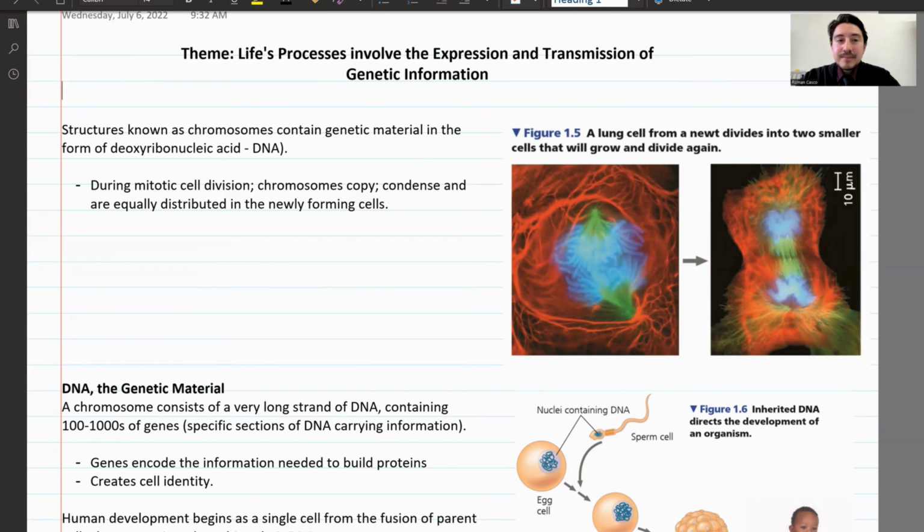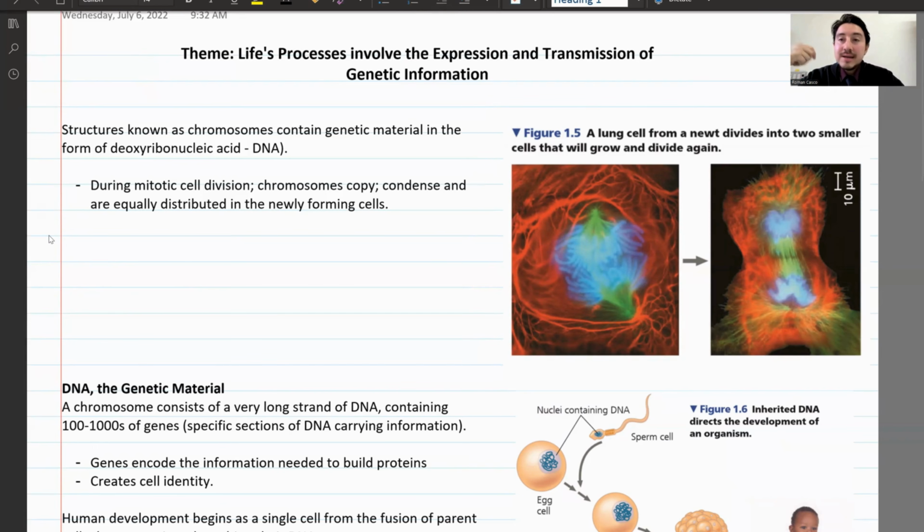Essentially, it's DNA. Structures known as chromosomes contain genetic material in the form of deoxyribonucleic acid, commonly known as DNA. We all have heard of DNA and can get a sense of what it is. It's the control center of the cell. It contains the information to create proteins, but it's also necessary to copy this information and pass it down from one cell to another as it divides. Cell division is referred to as mitosis.